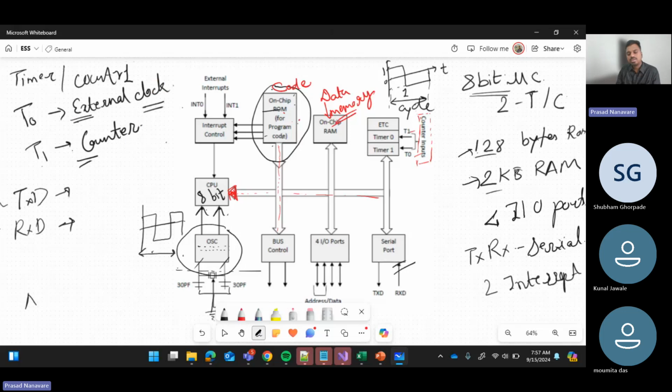This is a pin in this particular microcontroller for serial transmission of data, serial transmission. And this is serial reception of the data. So this is how it is working all together.